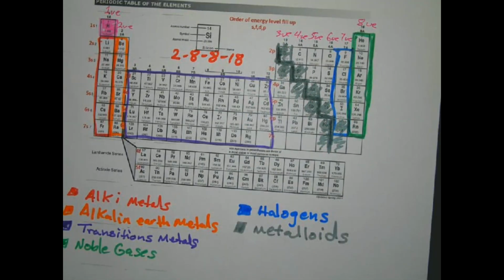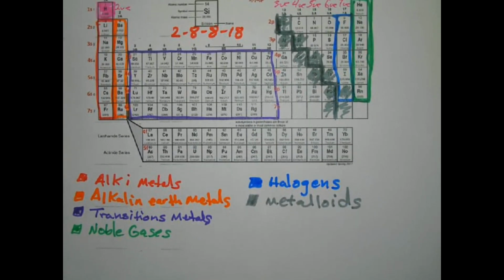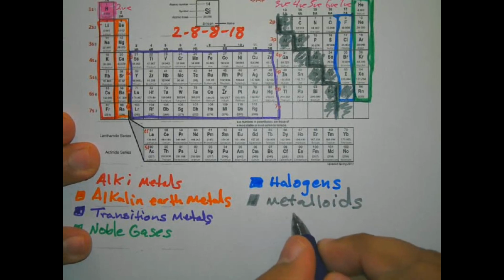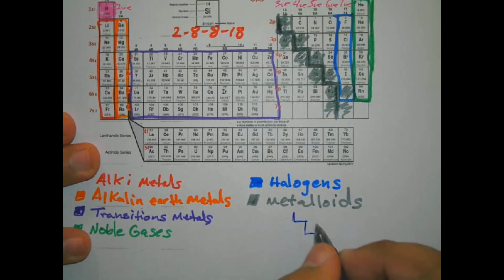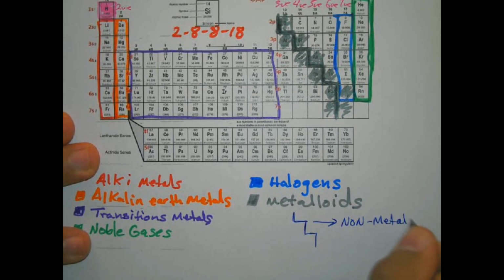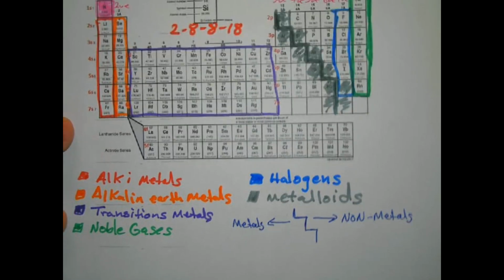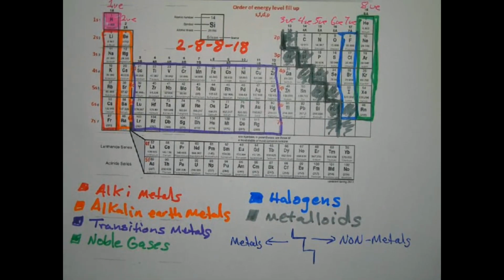Well, before I tell you what the metalloids are, let me explain what that zigzag line does. Okay? So I'm going to draw me a little zigzag line here. Okay? All the elements to the right of the zigzag line are what we call nonmetals. Okay? All the elements to the left of the zigzag line we call metals.